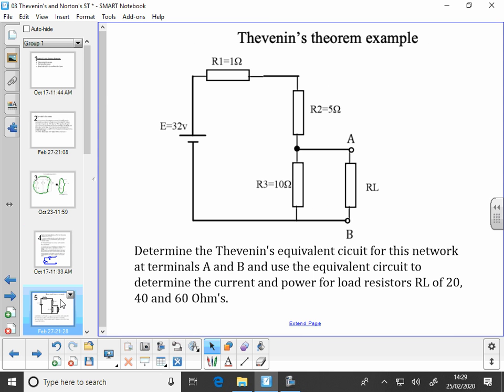So, if we have a look at an example, what we're going to do is determine the Thevenin's equivalent circuit for that network at terminals A and B, and use the equivalent circuit to determine the current and power for load resistors RL of 20, 40, and 60 ohms. So once we've gone through that Thevenin's process once, we can then plug in the different load resistors and do a very quick analysis of the load current and load voltage, and the power if we want to know it.